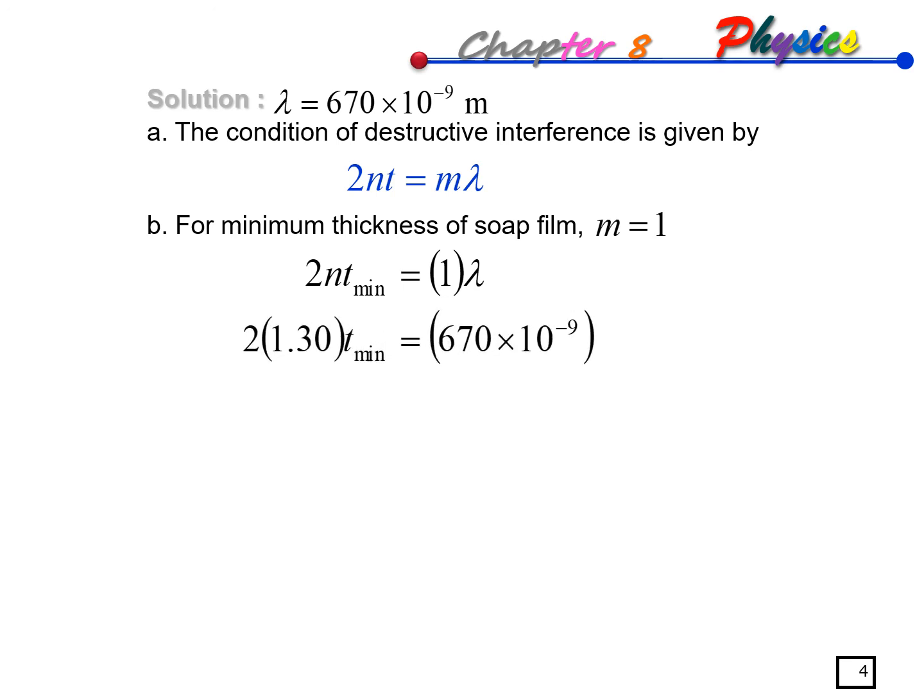So just replace in the value, and you will end up with the minimum thickness, which you obtain as 258 nanometer. So this is problem solving involving thin film coating.